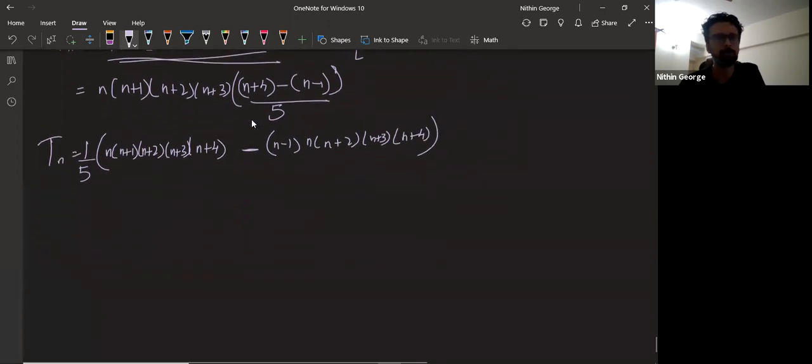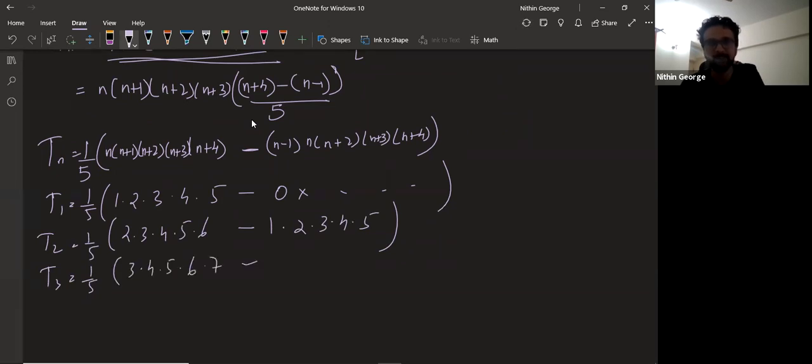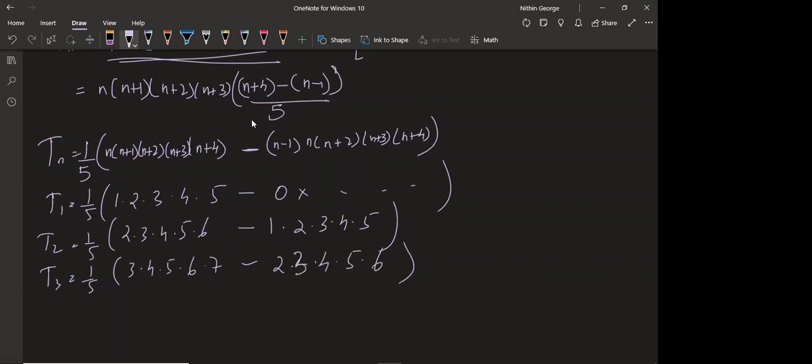Okay. So in this context, what is T1? It is 1 by 5 into 1, 2, 3, 4, 5 minus 0 into whatever. Then T2 will be 1 by 5 into 2, 3, 4, 5, 6 minus 1, 2, 3, 4, 5. Guys, are you getting what is happening here? Guys, are you able to follow what is happening here? This is also like telescopic addition.